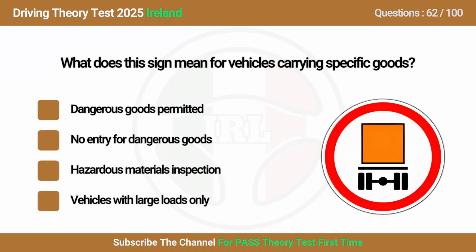Question 62. What does this sign mean for vehicles carrying specific goods? A. Dangerous goods permitted. B. No entry for dangerous goods. C. Hazardous materials inspection. D. Vehicles with large loads only.